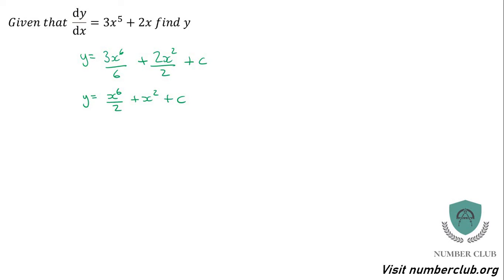Okay, so y would have been something x to the power of 6 over 2 plus x squared plus something. We don't know what that something would have been, but it would have to have been a constant. C cannot be anything other than a constant. It can't be like a 2x or a 3x or something like that.